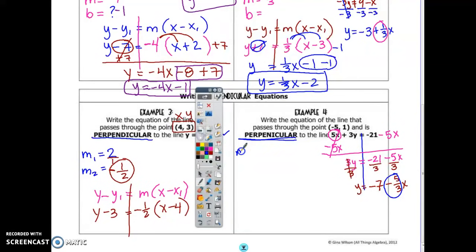So write this down. M1, my first slope, is -5 over 3. What's my new slope if I want it to be perpendicular? Not negative. I need it to change, right? If it's a negative, the other one's going to be positive. Change the sign. And you flip them. So it's +3 over 5. This is the slope that I want. This is the point that I'm going to use. That's my x and my y.